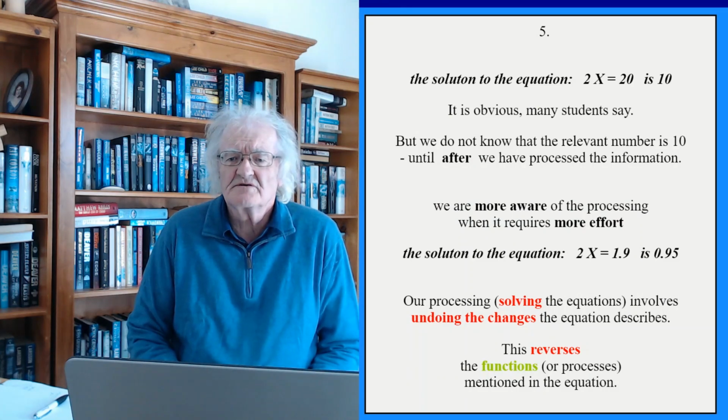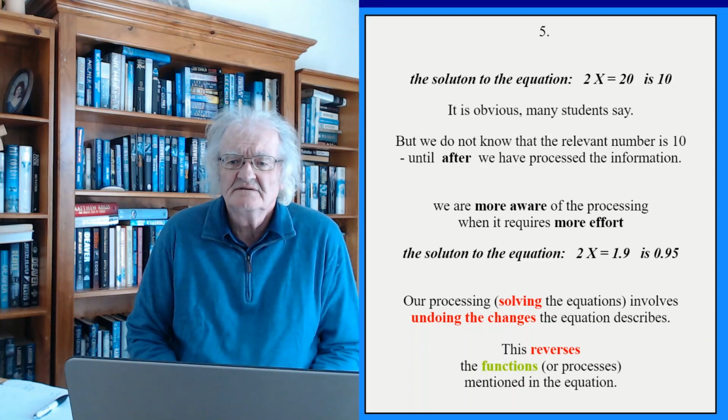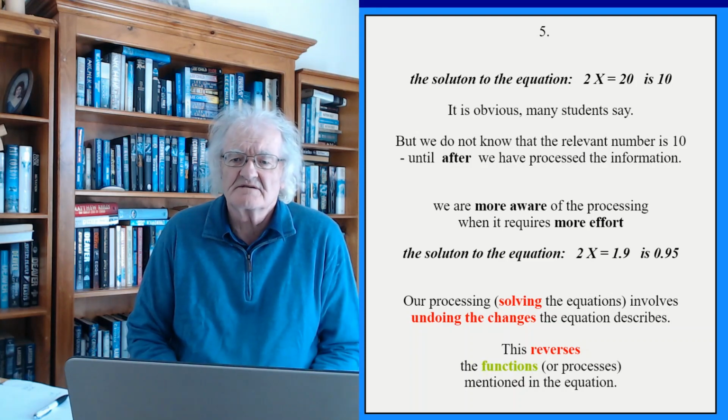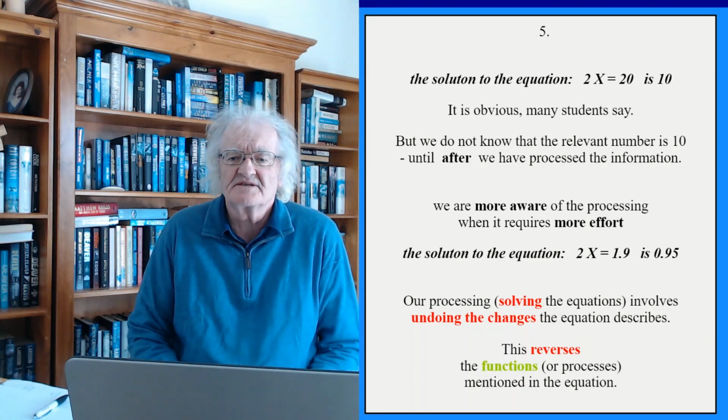The solution to the equation 2x equals 20 is 10. It is obvious, many students say, but we do not know that the relevant number is 10 until after we have processed the information. We are more aware of the processing when it requires more effort.